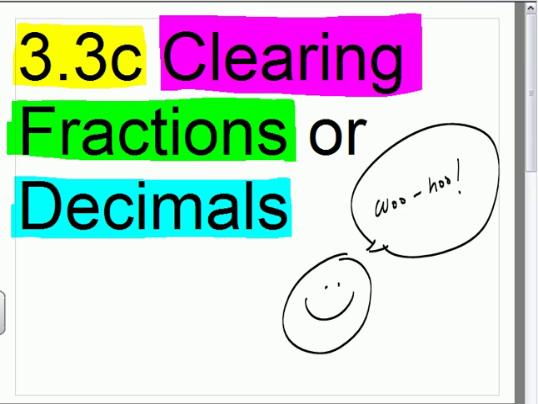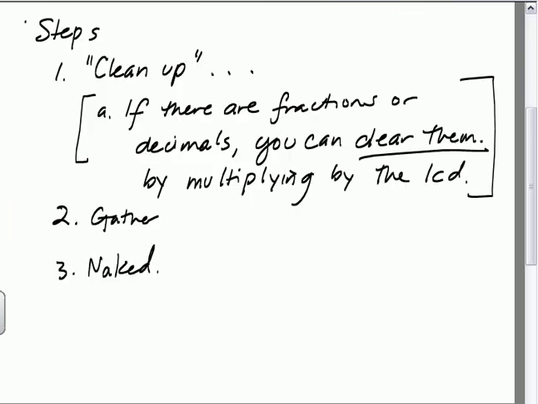Recall our steps in solving a linear equation. In that first step, which I can just call briefly the cleanup of each side, if there are fractions or decimals, you can clear them. And you clear them by multiplying both sides by the LCD. You'll see shortly what that means before we get that variable naked.